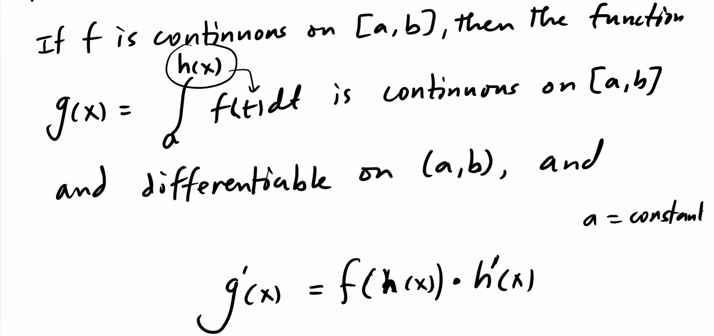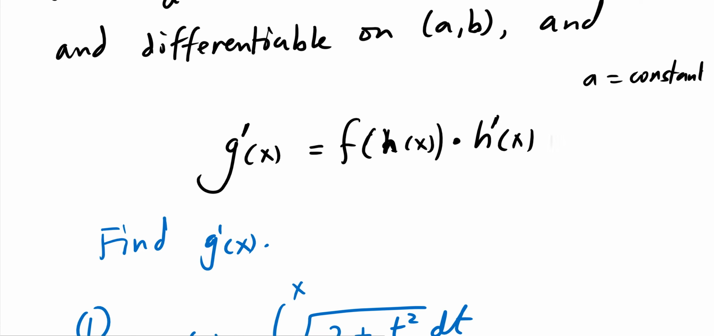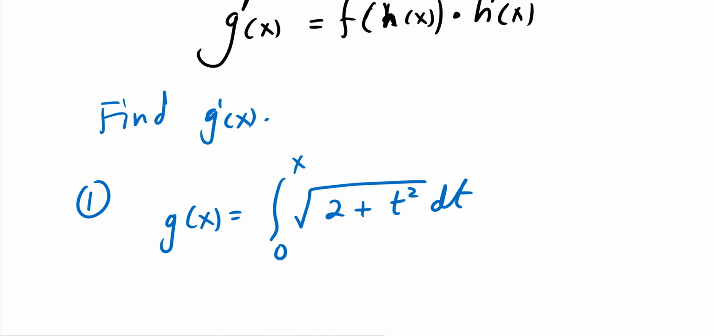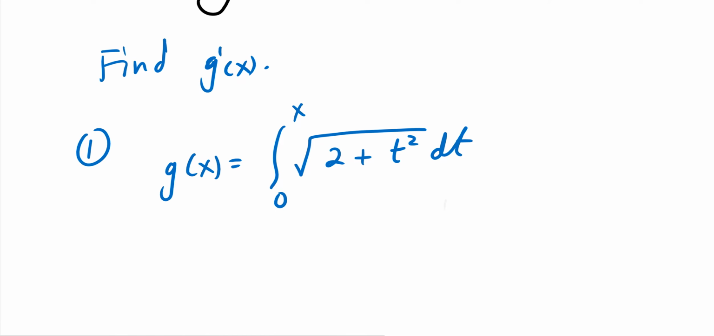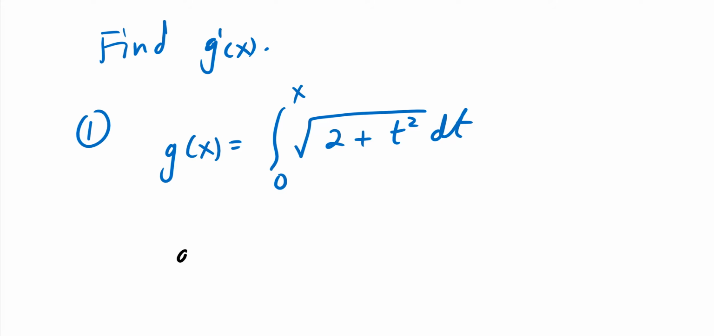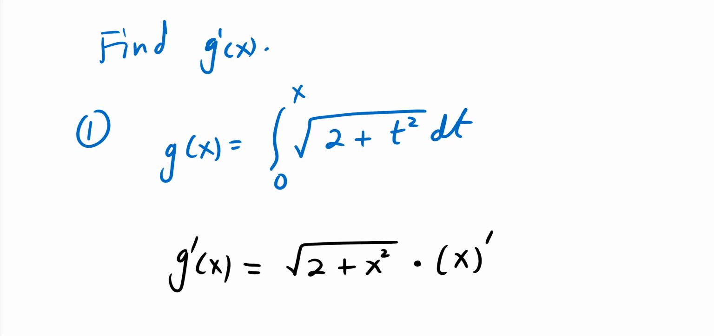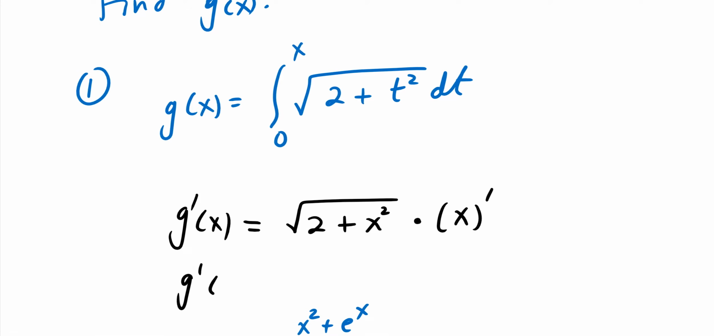So this is what we need to do, is to make sure the conditions are met, and then we can apply it this way. So let's look at the first example. I want to find the derivative for this function. What's the derivative for this function? g prime of x. We replace every t within that integral by x, so that becomes x squared, times the derivative of x itself, and that gives us the square root of 2 plus x squared.